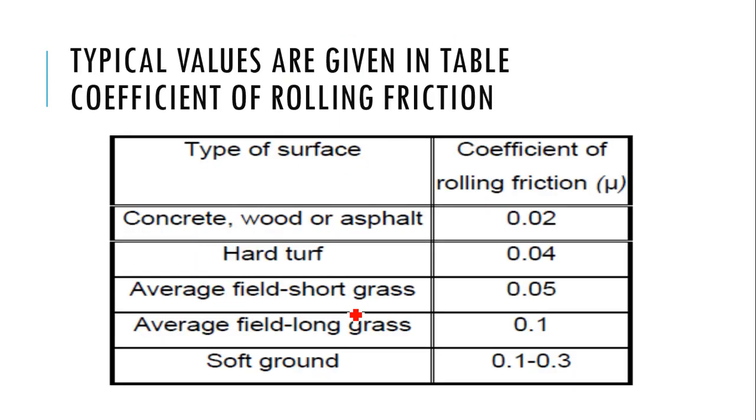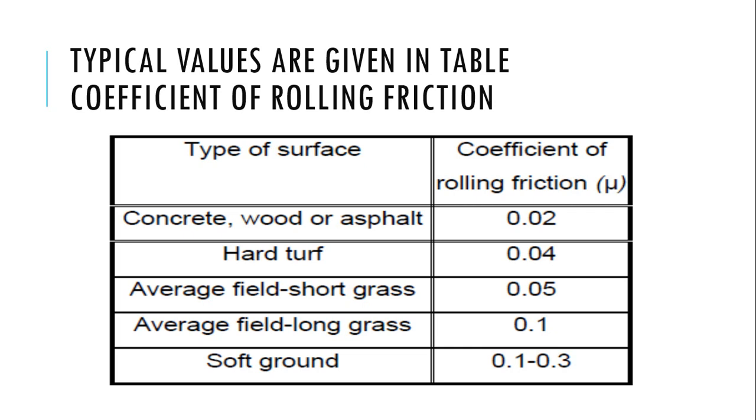That mu depends upon the different types of surfaces. I have listed the different types of surfaces here. If it is concrete, wood or asphalt, the coefficient of rolling friction is 0.02. If it is hard turf, then the value is 0.04.